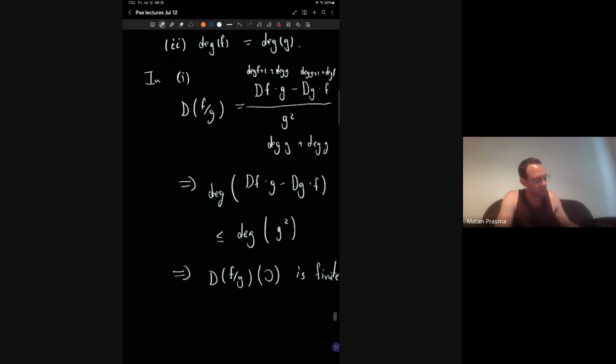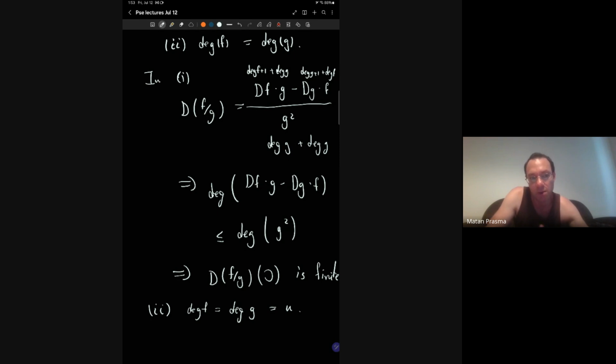And the second case is a bit more tricky. In the second case, it seems like we have a problem, because I look at the derivation of the quotient. The second case: degree f is equal to degree g. Let's say it's equal to n. Then the degree of the denominator would be 2n, and the degree of the numerator could be 2n plus 1, right? Because the degree of df is n plus 1. The degree of g is n.